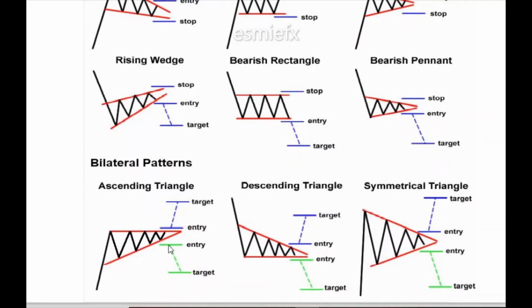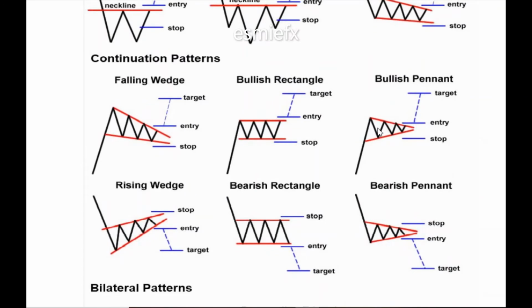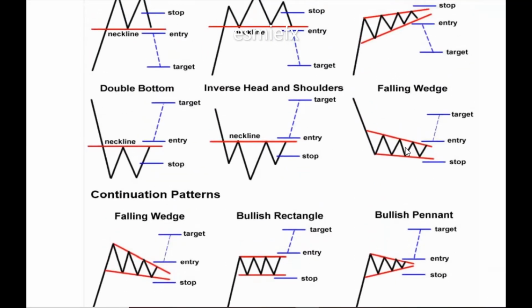This is the ascending and this is the descending. This is a symmetrical triangle. So all of these are different types of consolidation. That's why sometimes we can lose money trading this, all this area.